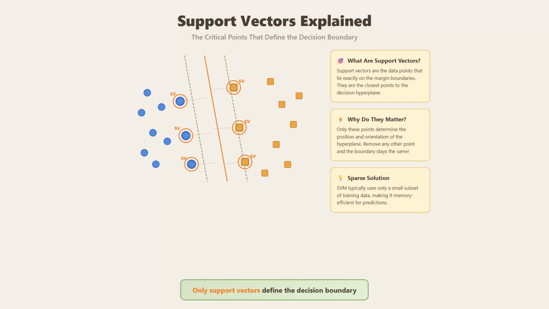This makes SVMs memory efficient, especially when dealing with large datasets where only a small percentage of points end up being support vectors. In our visualization, you can see the support vectors glowing and connected to the hyperplane. These few points completely determine the position and orientation of our decision boundary. This is what interviewers often refer to when they ask about the sparse solution property of SVMs.